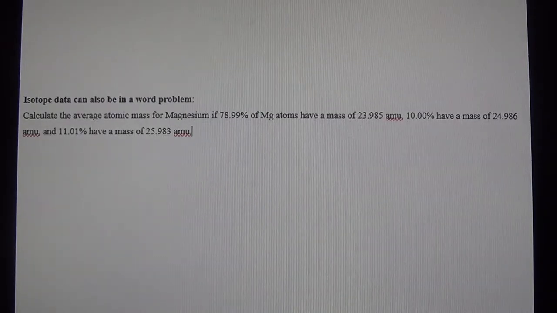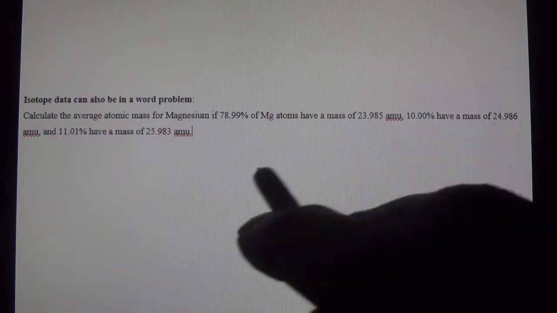We could also do this as a word equation. As you can see, I have words, and the best thing you can do when you start one of these is connect the isotopes so that you know what isotope 1 is, what isotope 2 is, if there's an isotope 3, what isotope 3 is, and so on and so forth. So let's see what we have.